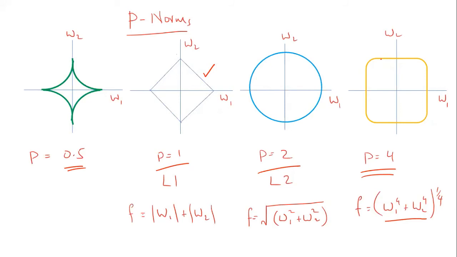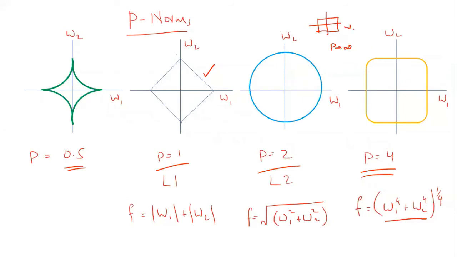If you have something like p is equal to infinity, what do you think it's going to look like? It's going to be an absolute square. As p approaches infinity, it's going to look like an absolute square.